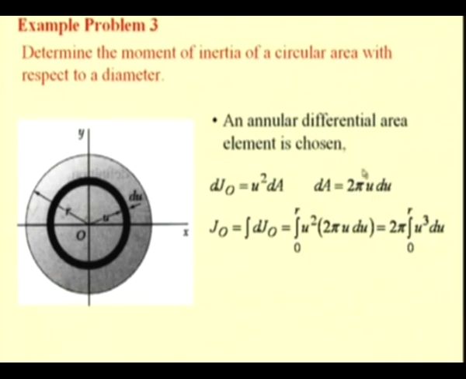So, this is the area of this differential element, and when we integrate this we get the polar moment of inertia as 2 pi integral 0 to r u cube du, which is nothing but pi by 2 r to the power 4. Now, we have already seen that the sum of the rectangular moments of inertia Ix and Iy is equal to Jo, or the polar moment of inertia, and we use this to find Ix.